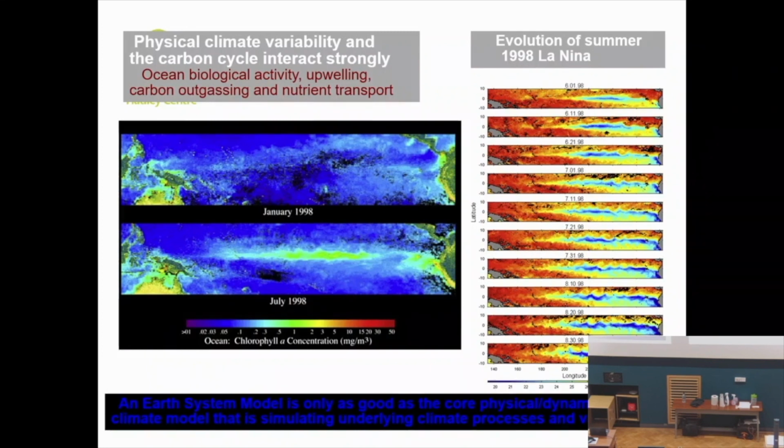An Earth system model is only as good as the underlying physics and dynamics. So we're susceptible to biases in the mean state, but we're also susceptible to biases in variability. The figure on the right is just showing that in the ocean there can be variability at sub-seasonal scales, which again can drive changes within an Earth system component like ocean biogeochemistry.